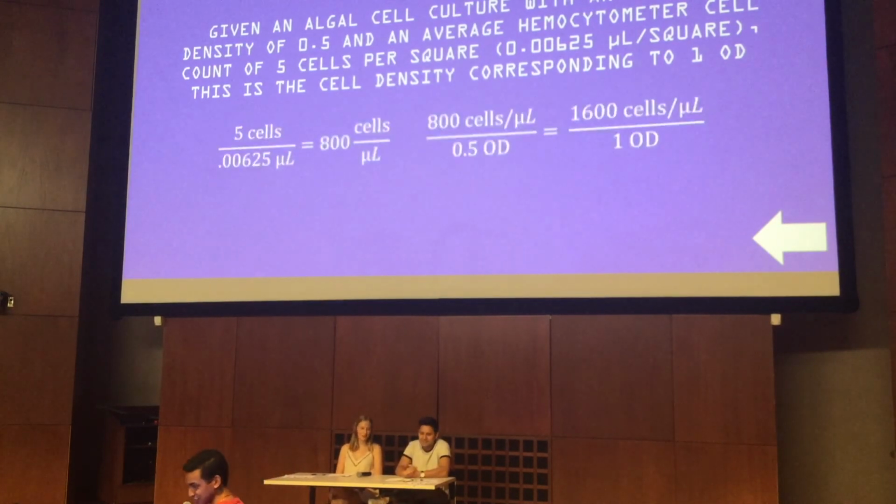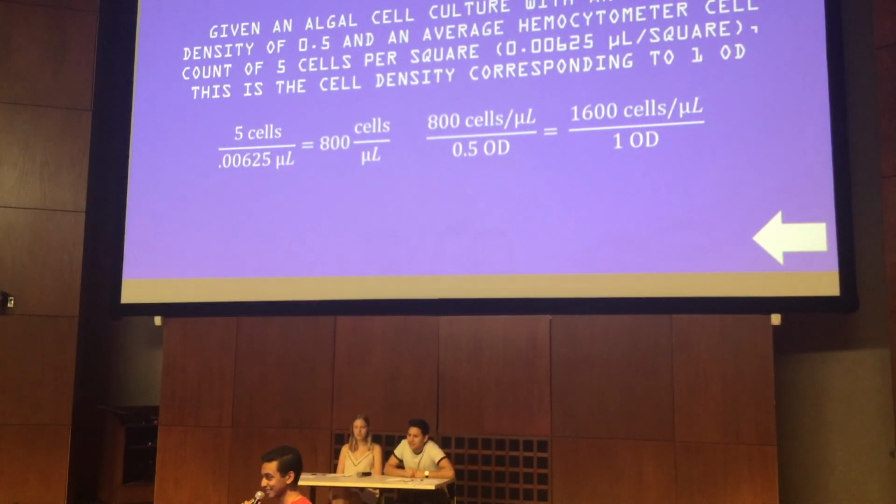So I'll just put up the answer and explain really quickly because it was a lot to take in in 30 seconds. They're just super fast, not scripted or anything. You take the 5 cells, you divide them by that volume to get 800 cells per microliter, and then you adjust the ratio with the optical density to get your conversion factor.